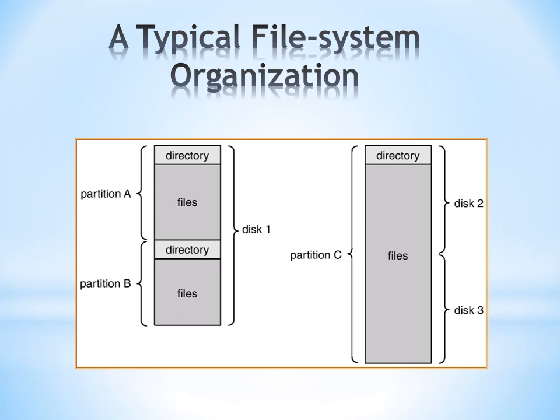In this section, you can see that you have two partitions, A and B. Partition A has its directories and files, and partition B has its directories and files. On your right side, you have two disks, but you only have one particular directory. So which one is more organized, the left side or the right side?